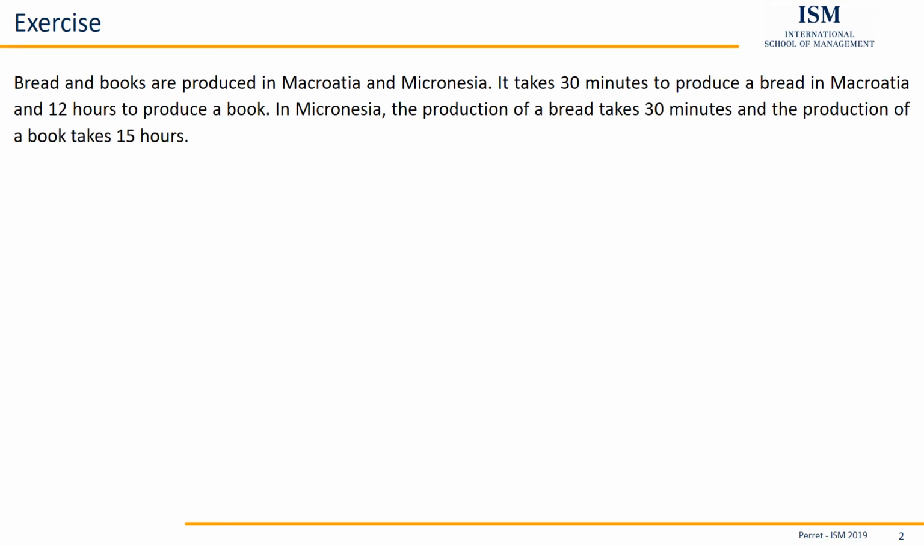Here, bread and books are produced in Micronesia and Micronesia. It takes 30 minutes to produce a bread in Micronesia and 12 hours to produce a book. In Micronesia, the production of a bread takes 30 minutes and the production of a book takes 15 hours.